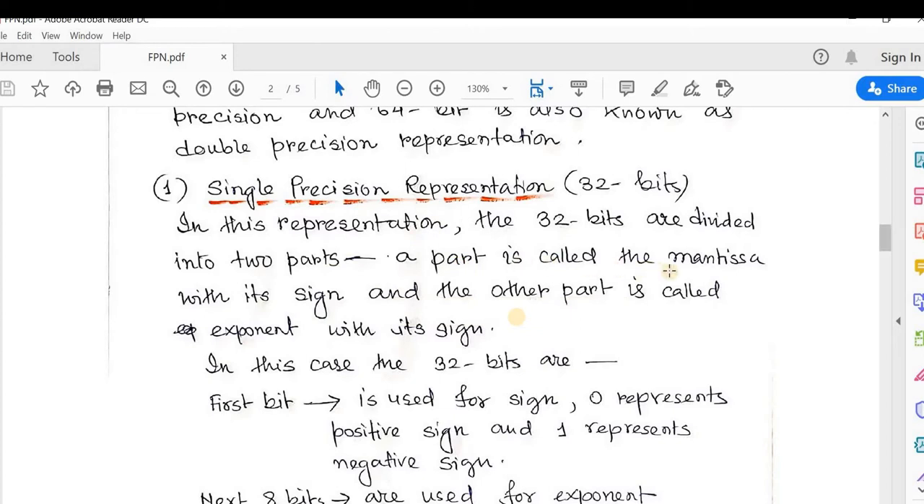A part is called mantissa with its sign. First part is the mantissa, and with the mantissa we keep a sign, meaning positive or negative. If the mantissa is positive or negative, one bit is kept for that. And the other part is called exponent with its sign. The next part will be the exponent, and that will also have a positive or negative sign.